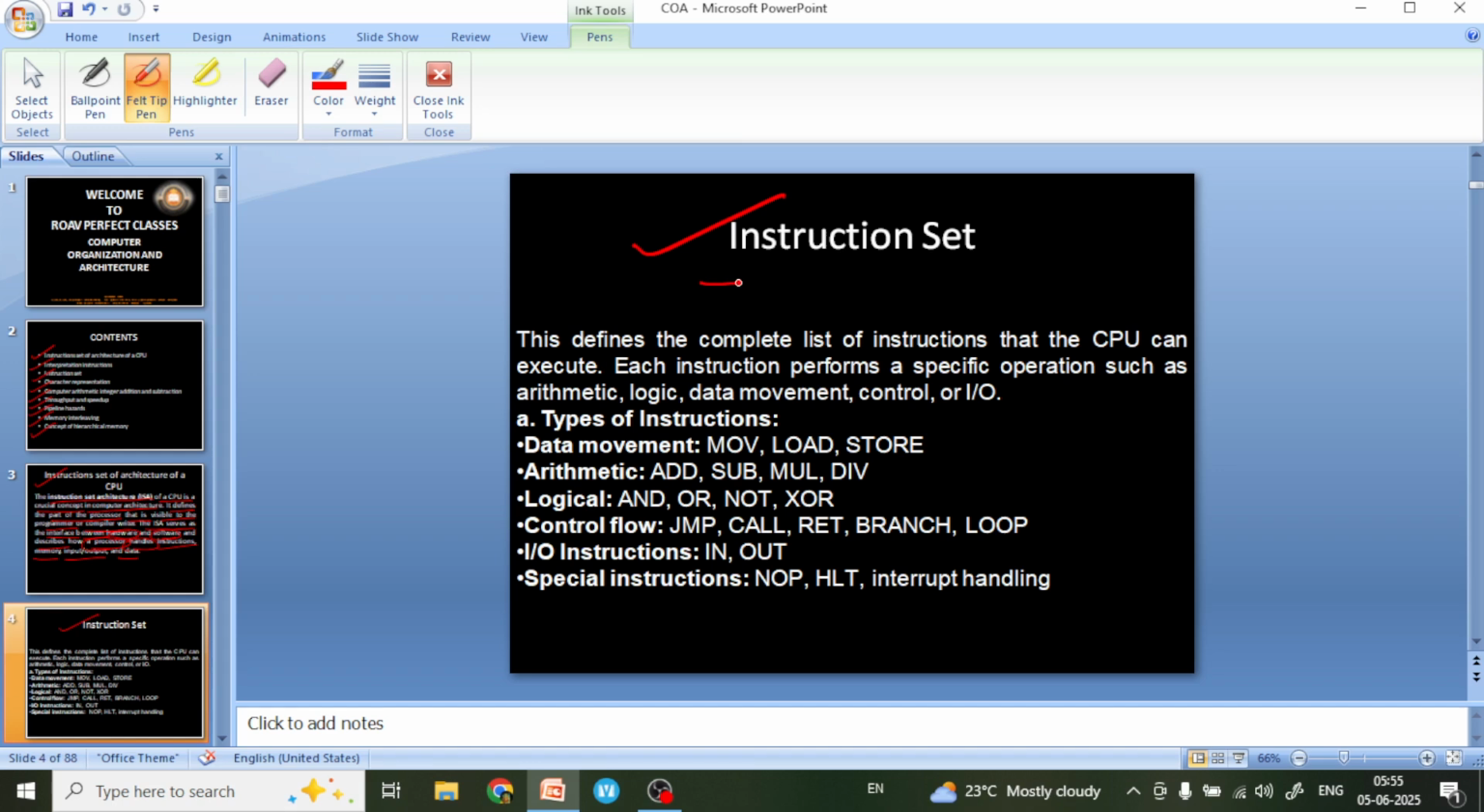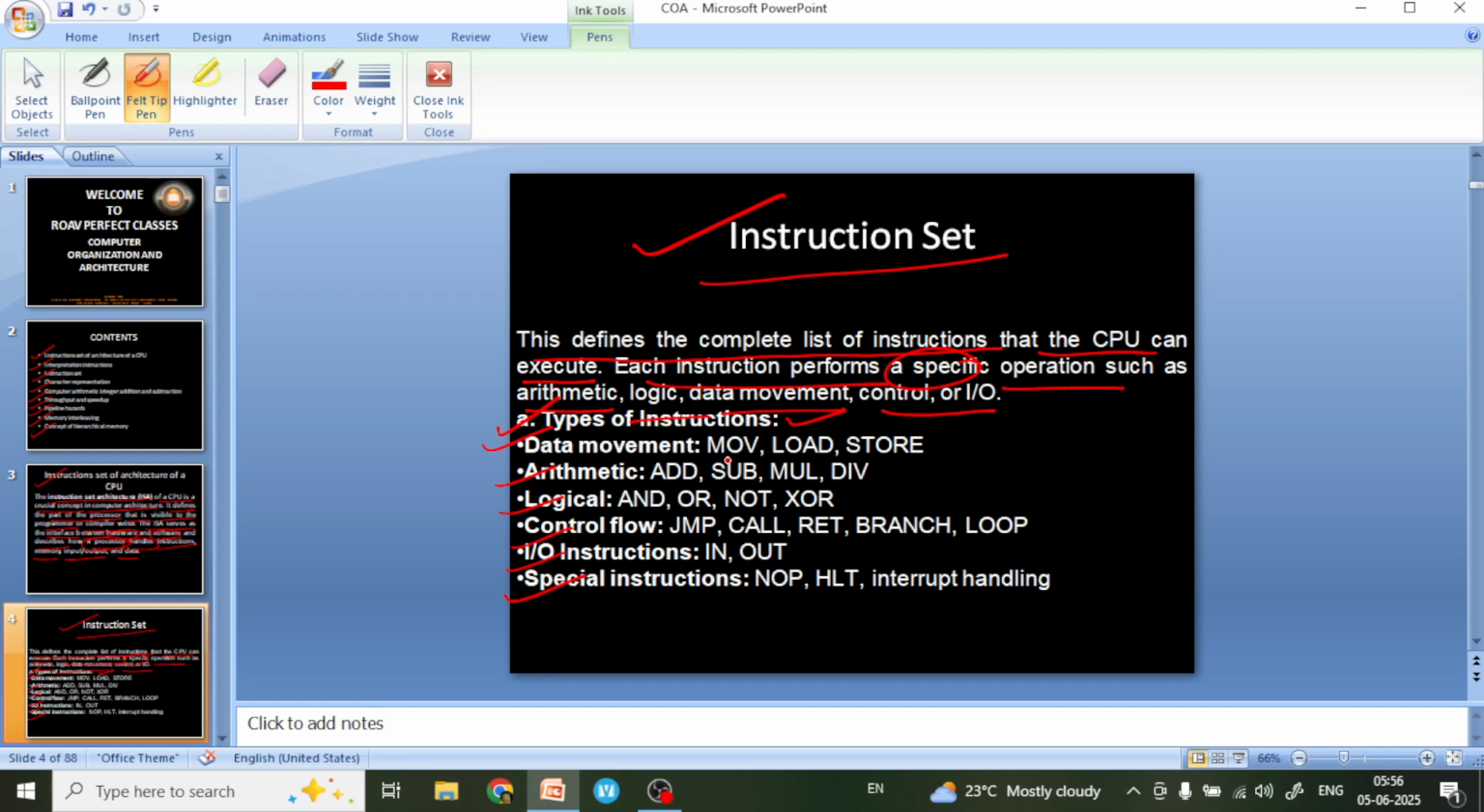Second is instruction set. It defines the complete list of instructions which a CPU can execute, and each instruction performs a specific operation like arithmetic, logic, data movement, control or input output. And what are the types of instructions? There are different types of instructions: data movement, arithmetic, logical, control flow, input output instructions, and special instructions.